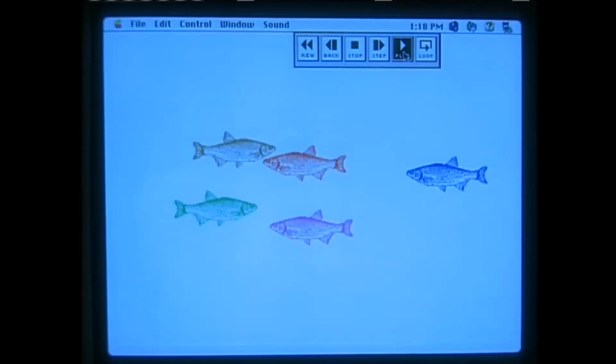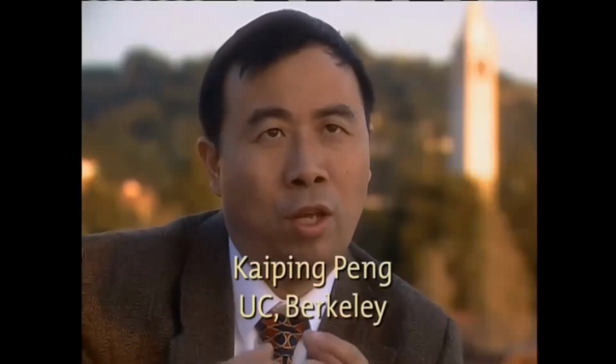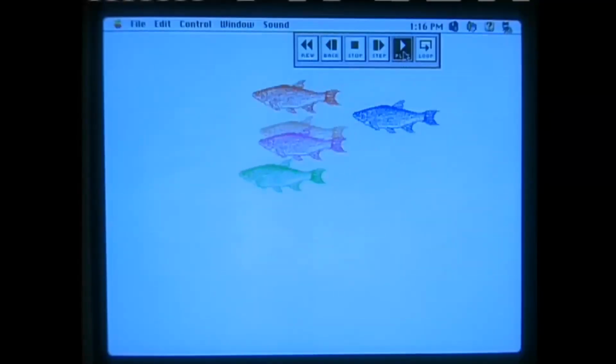American subjects pay more attention to the individual fish, the individual's movements, and the individual's desires. And the Asian subjects pay more attention to the movement of the group of fish.